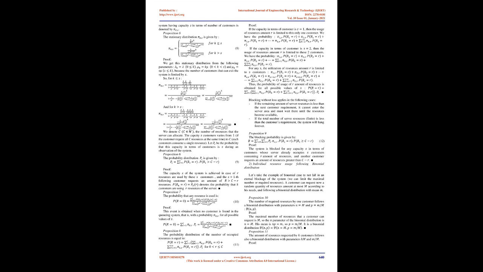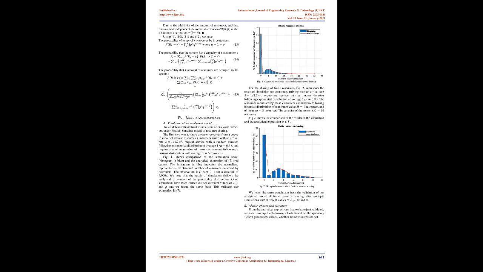Individual resource usage following binomial distribution. Let us take the example of binomial case to not fall in an eternal blockage of the system. We can limit the maximal number of required resources. A customer can now request a random quantity of resources, at most, according to his needs, and following a binomial distribution with mean. Proposition 10.